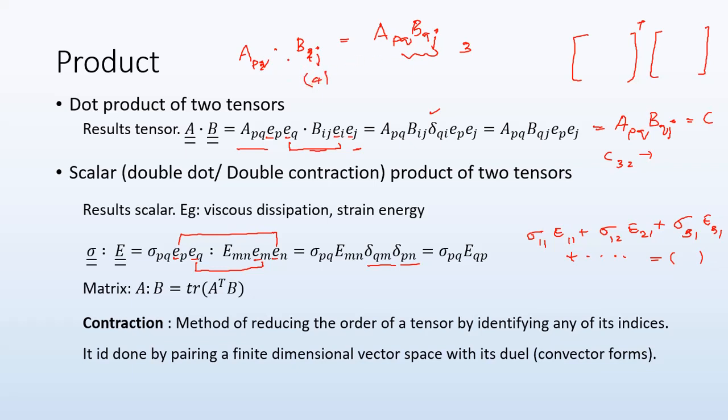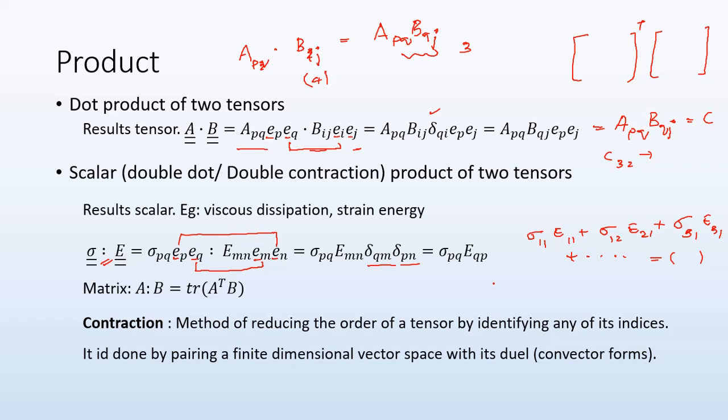But when you have done an operation, it is reduced to 3 indices. That kind of operation which reduces the base vectors is called contraction. When you do a single dot product, it is reduced by 1 and it is known as contraction. Here you have done a double dot product, so it has reduced your number of base vectors to 2. Here you have only p and q as base vectors, so it is called double contraction.